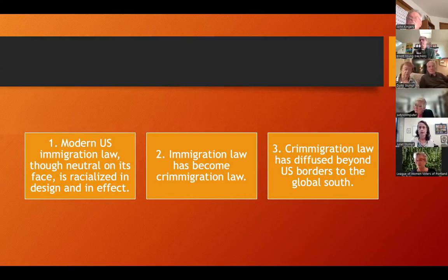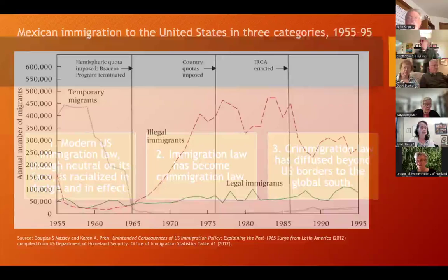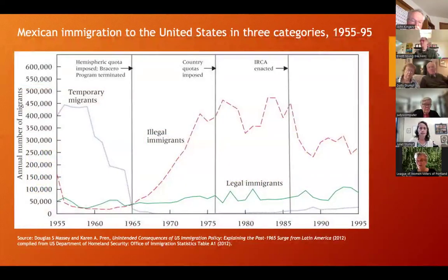Then I'll talk about the way that immigration law has become what I've been calling crimmigration law. That's the intersection of immigration and criminal law and policy, and give you a sense of how crimmigration law has diffused, as Ayelet Shachar talks about, the diffusion of laws and norms beyond U.S. borders, and in particular to the global South. So I will start, as I said, with the 1965 law.